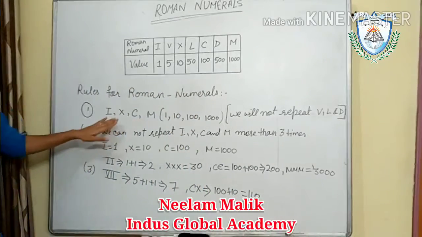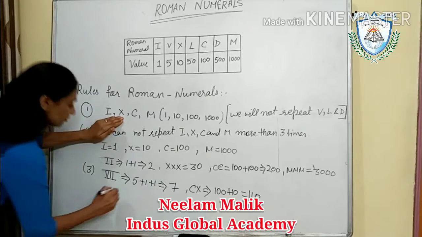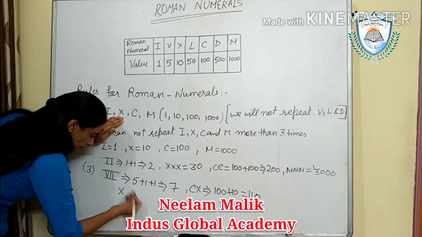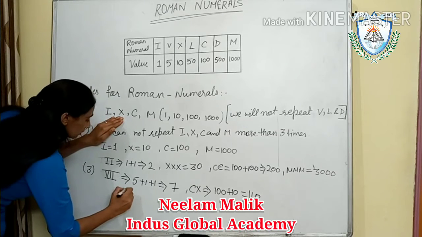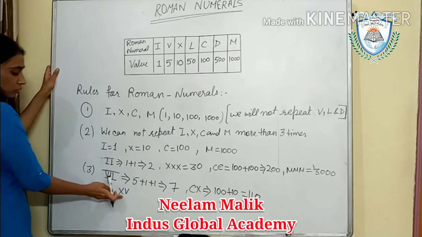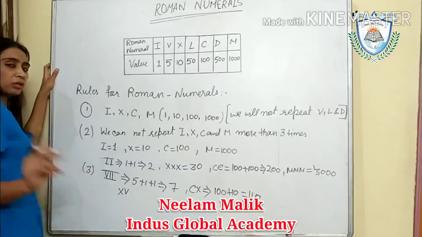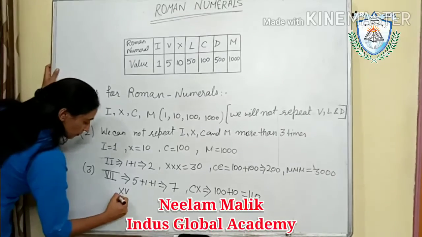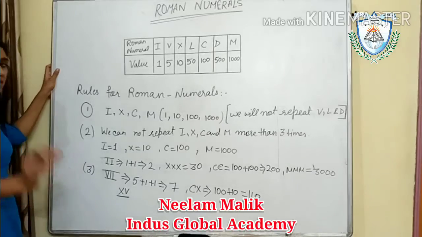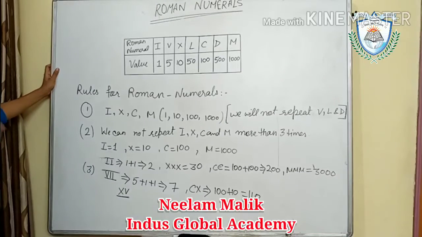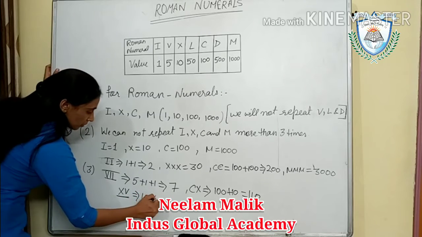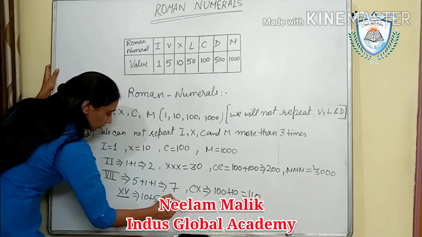Okay. Suppose you are using X and here I am using XV. So we can write those letters, but only 1 time. So what is this? Which one is greater? 10 is greater and this is smaller. So when the smaller letter is on the right hand side of a greater number, their value will be added. So 10 plus 5, that will be 15.